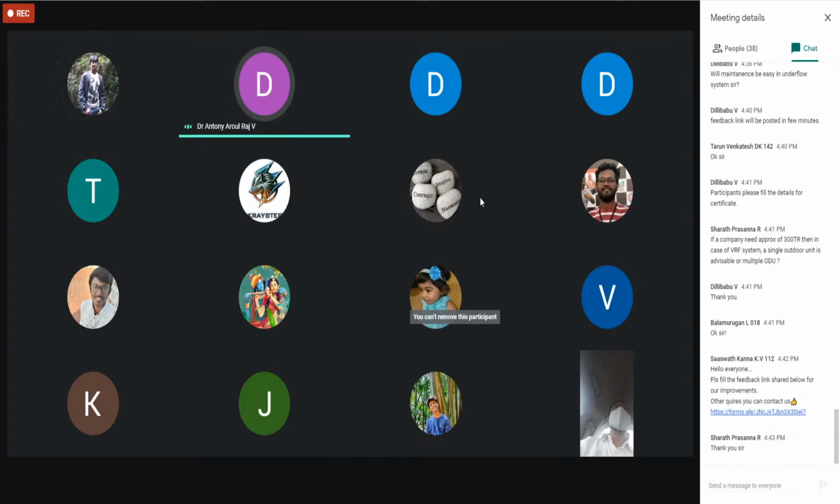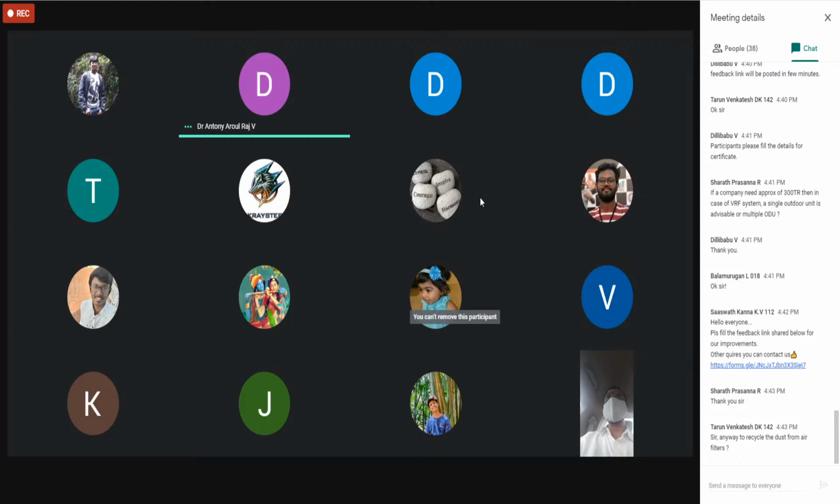The participants can post your questions. Sir, is there any way to recycle the dust from the air filters? Mr. Tarun is asking, is there any way to recycle the dust from the air filters?